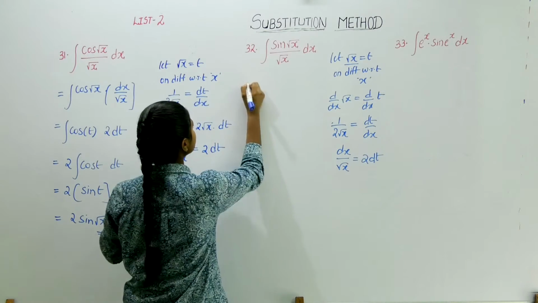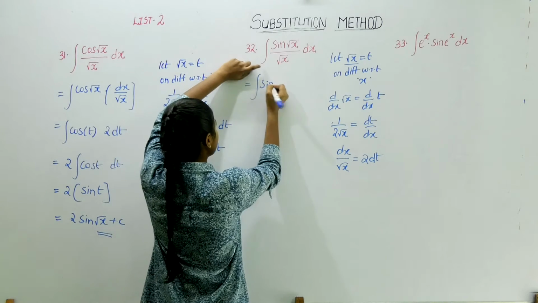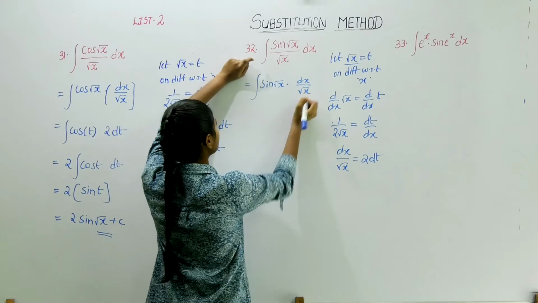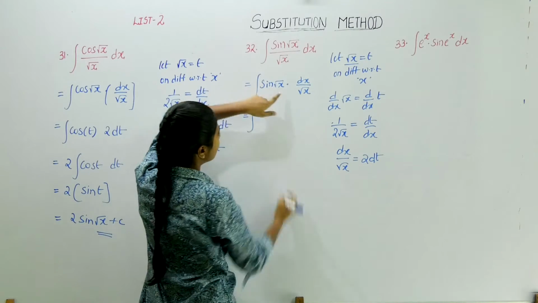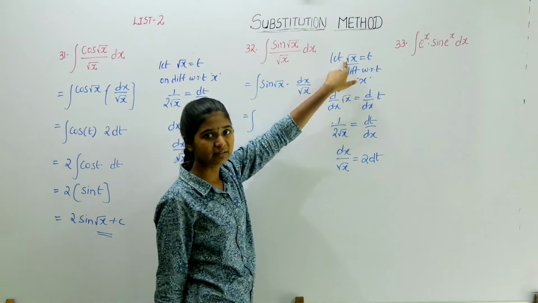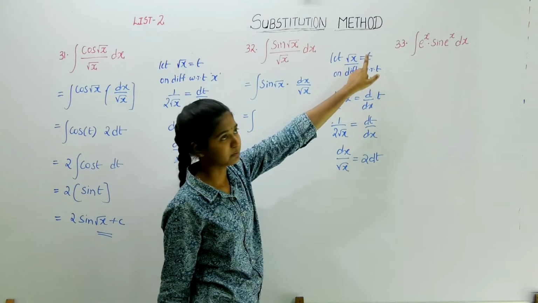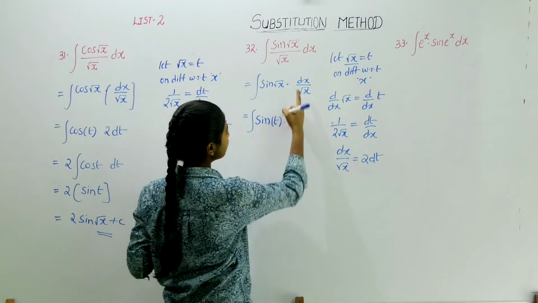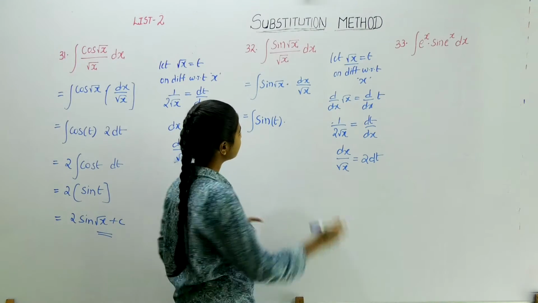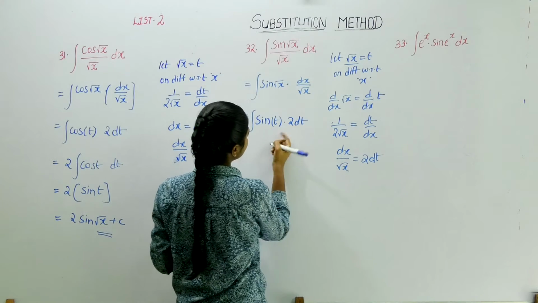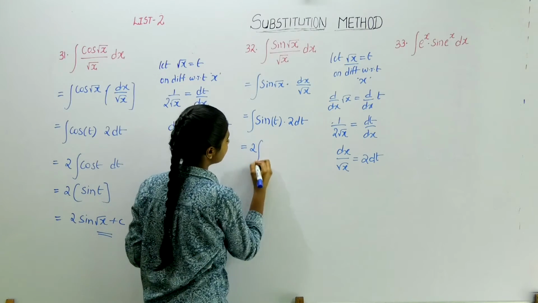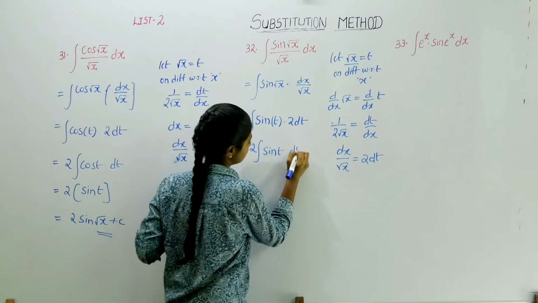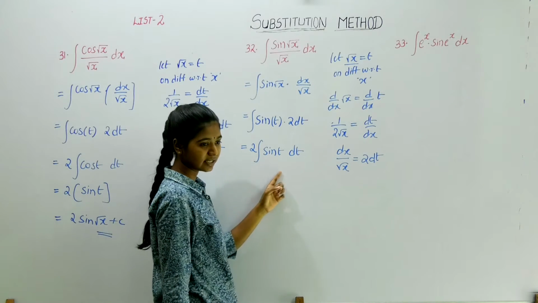So now in this question we can write this as integral sin root x into dx by root x. Now what is root x? It is equal to t as per our assumption. So when we substitute it here we get sin t, and in the place of dx by root x we substitute 2 dt. Now 2 is a constant, take it out of the integration and we are left with integral sin t dt.